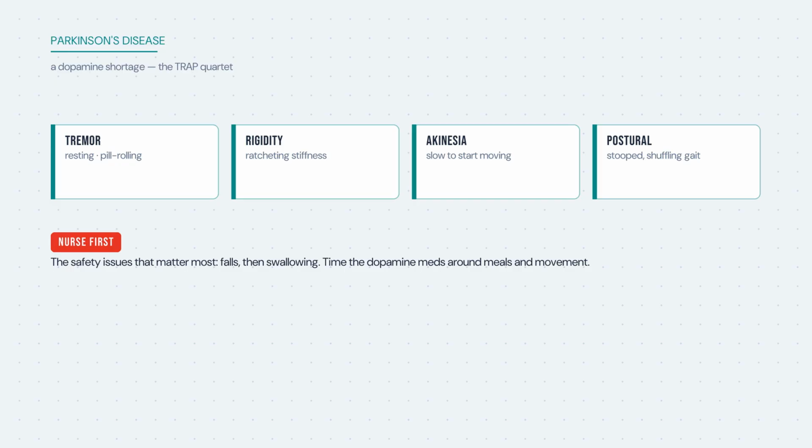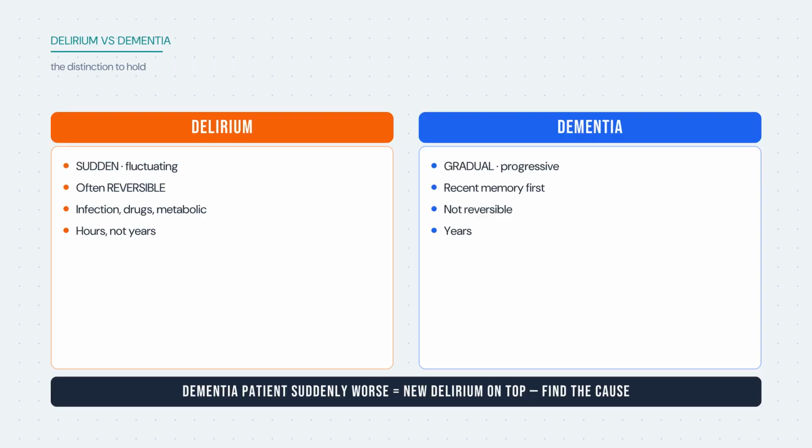Medications replace dopamine, and they are timed carefully around meals and movement. Alzheimer's disease is the slow loss of the brain itself. Neurons die, the cortex thins, and memory goes first, recent memory before old memory. Then language, judgment, and the ability to do everyday tasks.